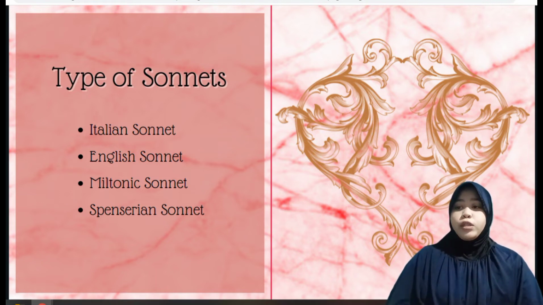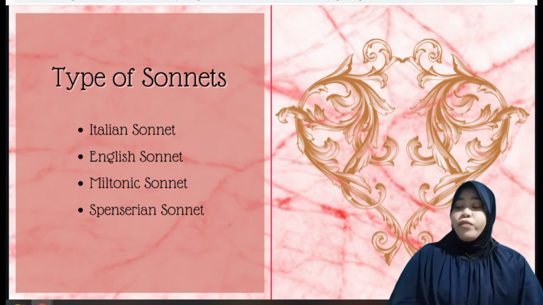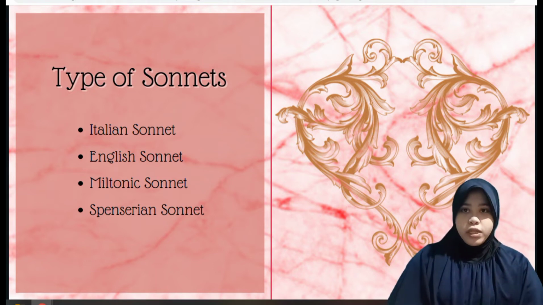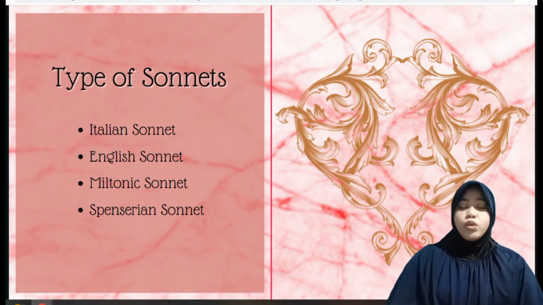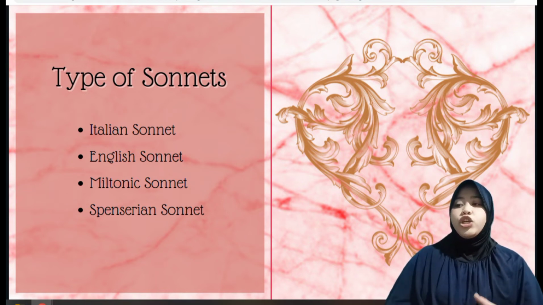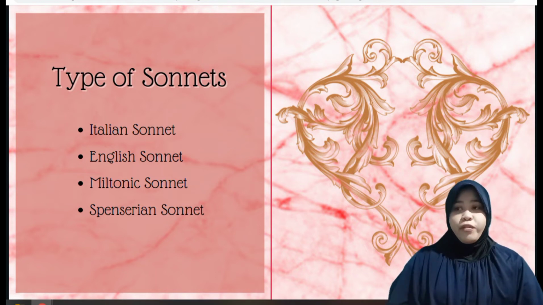The third one is the Miltonic sonnet by John Milton, who went on to make a few refinements to the Italian sonnets. Lastly, the Spenserian sonnet by the 16th century English poet Sir Edmund Spenser, who did his best to make some refinements. It contains 3 quatrains and a couplet.